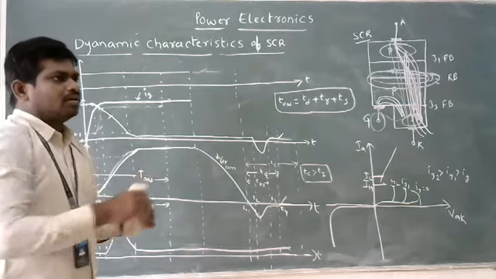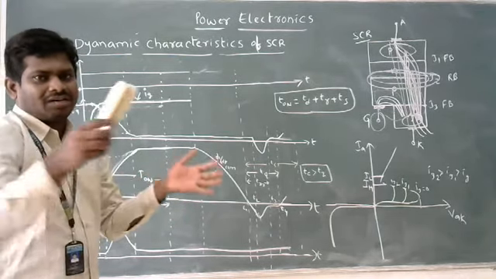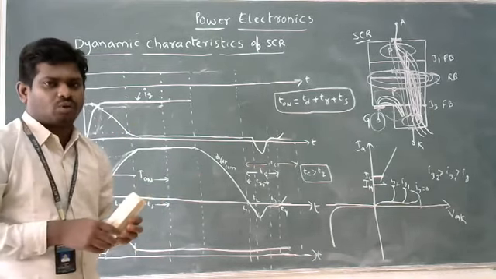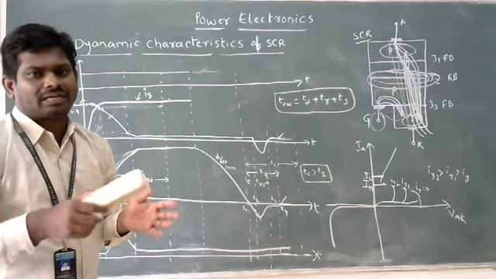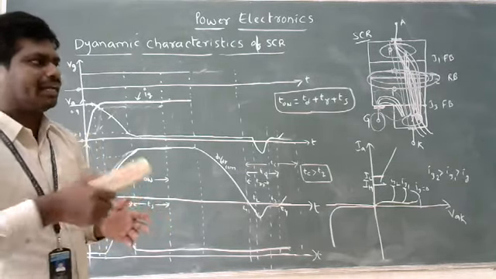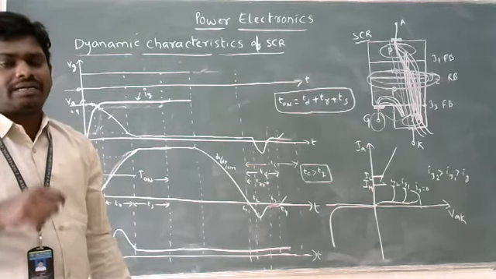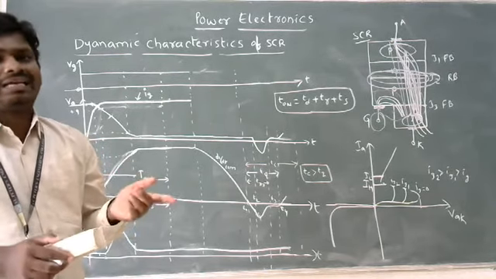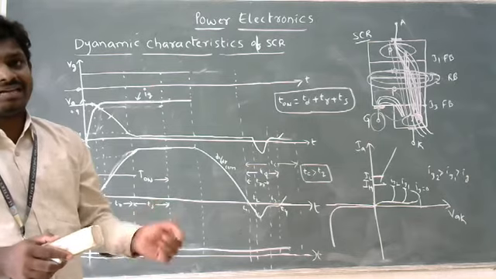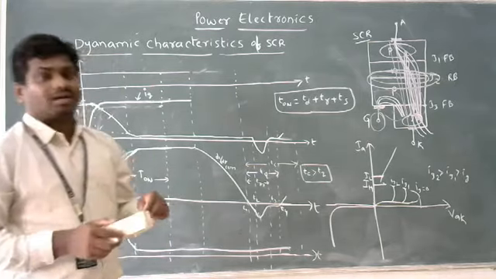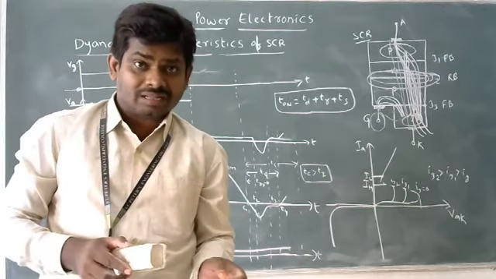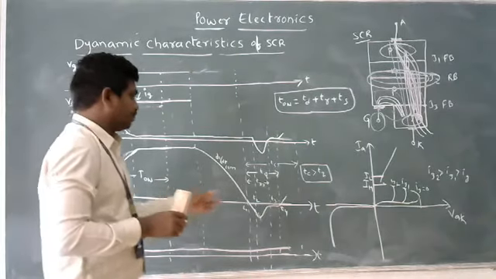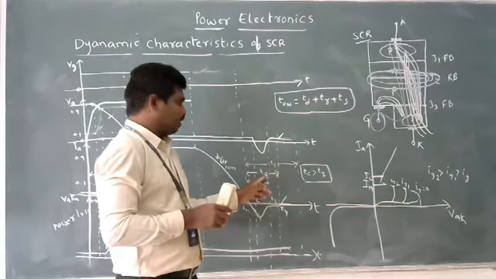Circuit turn off time means, if we are using our SCR in a particular circuit, we want to make the current flowing in the circuit zero. We have to make the entire current in the circuit zero. The time taken to make that current zero must be greater than the device turn off time. Means our device must be turned off first. Thereafter, the entire current in the circuit must be zero. That is the meaning of circuit turn off and device turn off.